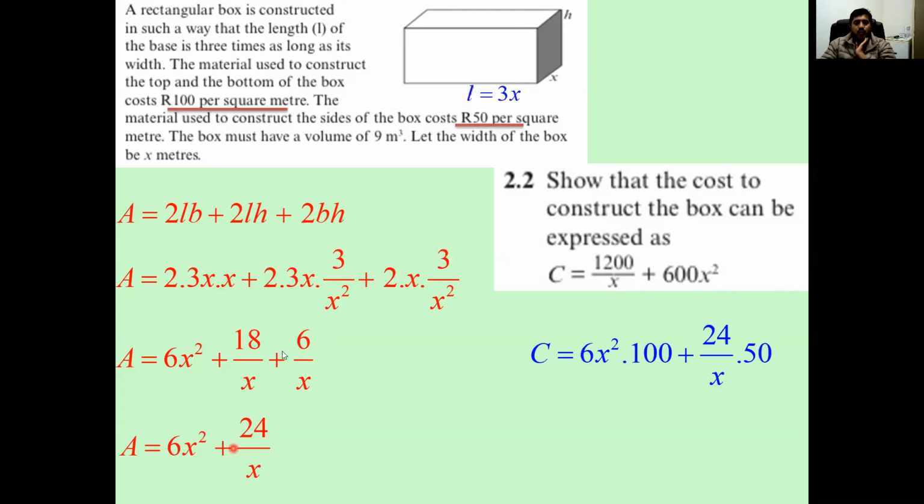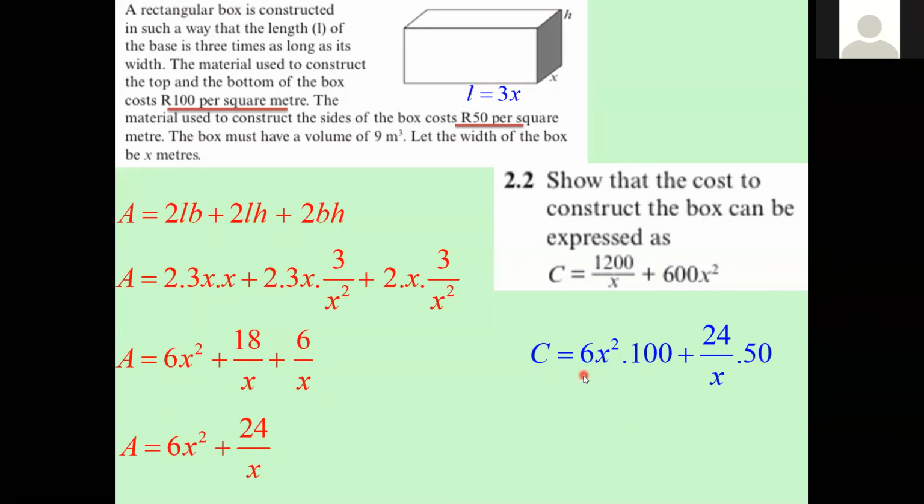And the rest of the box, the side view and the front view were these two parts, which worked out to be 24 over x. And we're going to multiply that by 50 because that's what the question says. Only the top and the bottom is 100 Rand per square meter. So we're going to multiply 6x squared by 100, and 24 over x times 50.